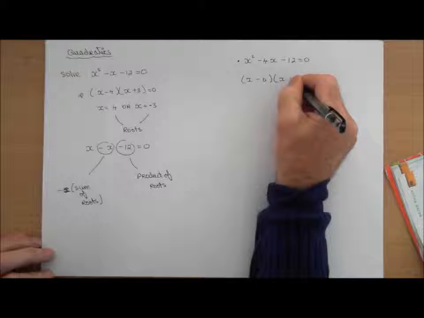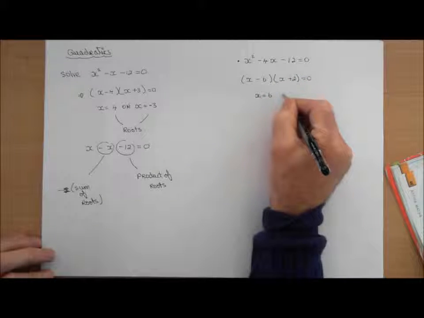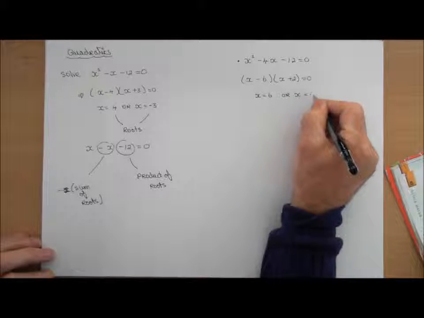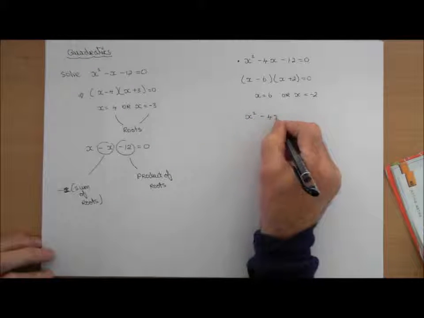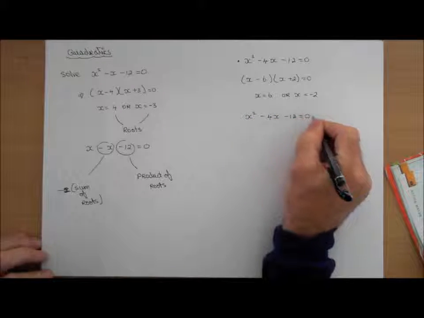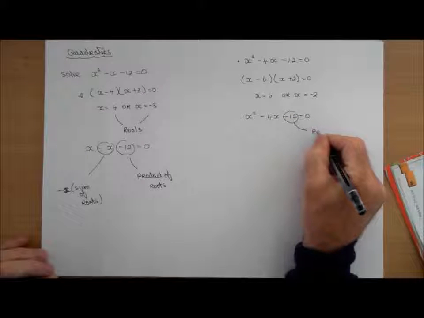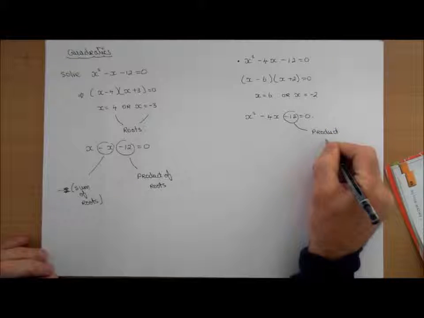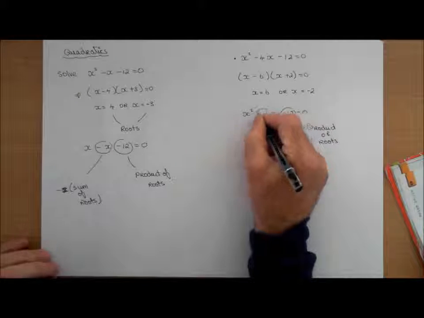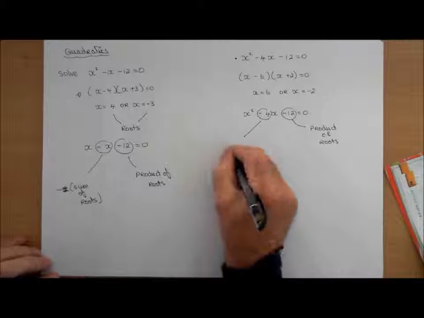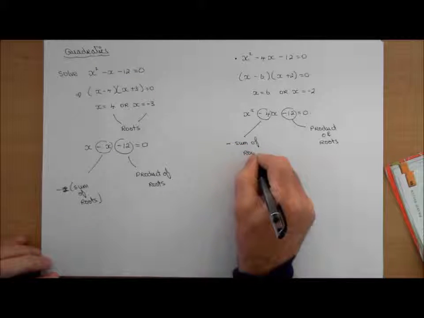If I gave you x squared minus 4x minus 12 equal to 0, you'd say that's x minus 6 by x plus 2 equal to 0. You would say x is equal to 6 or x is equal to minus 2. What we were solving was x squared minus 4x minus 12 equal to 0. That number there is what? The product of the roots. And that number there is what? Minus the sum of the roots.